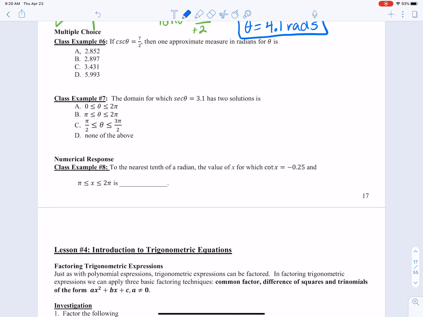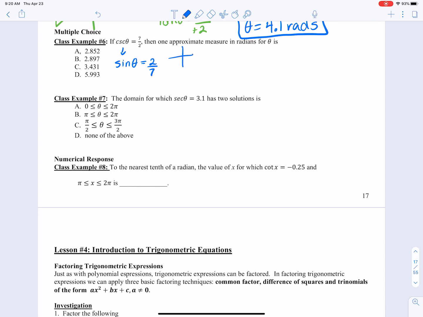Let's take a look at class example number 6. If cosecant theta is equal to 7/2, then one approximate measure in radians for theta is. All right, well, I don't like dealing with the reciprocals, so we're going to go ahead and turn that into sine of theta is equal to the reciprocal. So it's 2/7.